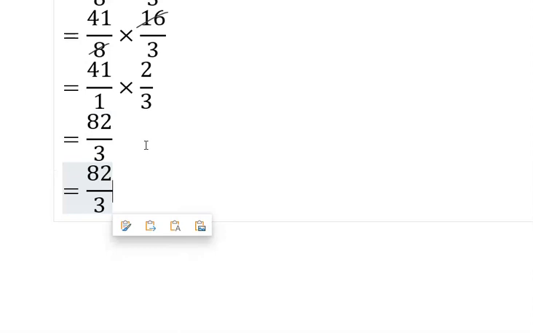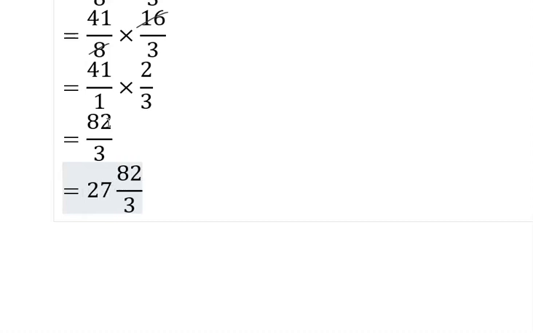Awesome. So how many times will 3 go in 82? That's 27 times, because 27 times 3 will give you 81. So it will be 27 as our whole number. So you'll be left with 1. Awesome. Because if you say 3 times 27, it will give you 81. 81 plus 1, that will give you 82 over 3. So this is our final answer.